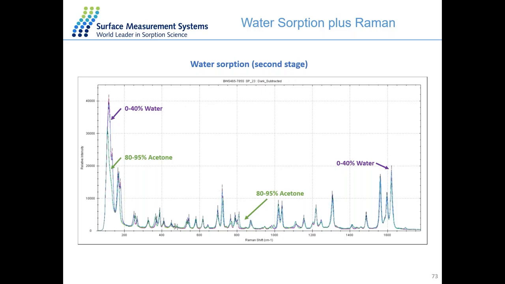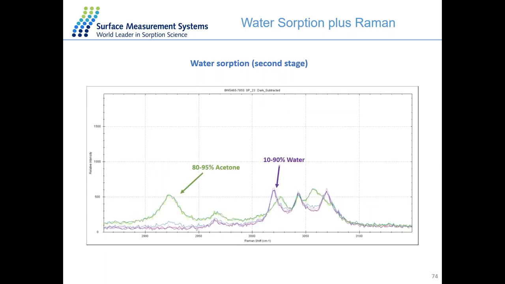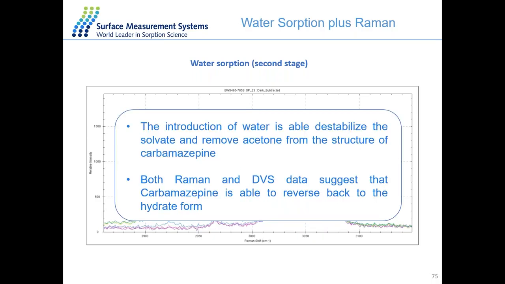If we follow the same stage with the Raman, you can actually see that as soon as we start pushing water in and we start reducing the concentration of acetone, the system goes back to the initial form. It's going back to the peaks of the initial sample, the dry form that we recorded at the beginning. And we can obviously follow the fact that this is the condition at the beginning, the first stage, and this is the condition in the second stage. It moves away from the acetone form, it moves closer to the water dry form. So this is highlighting basically that the introduction of water is destabilizing the structure of the acetone form for carbamazepine.